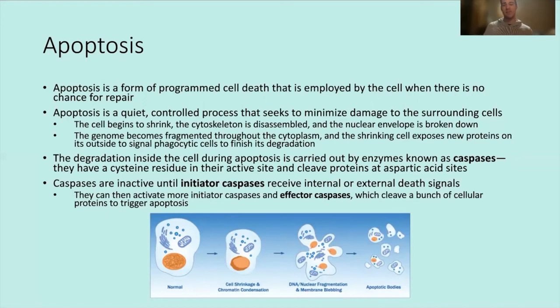Degradation inside the cell during apoptosis is carried out by enzymes known as caspases. So they have a cysteine residue in their active site, and they cleave proteins at aspartic acid sites. So that's actually where the name came from, C as in cysteine, and then ASP as in aspartic acid. So caspases are inactive until initiator caspases receive internal or external death signals. So initiator caspases are the first line that become activated during apoptosis, and they can then activate more initiator caspases and then effector caspases. So those are the ones that cleave cellular proteins and they trigger apoptosis.